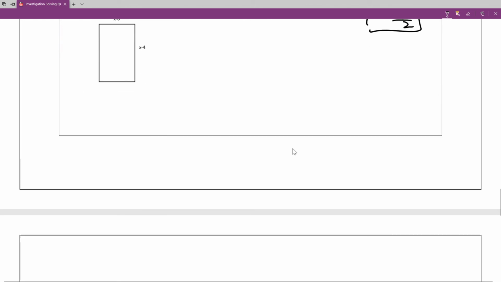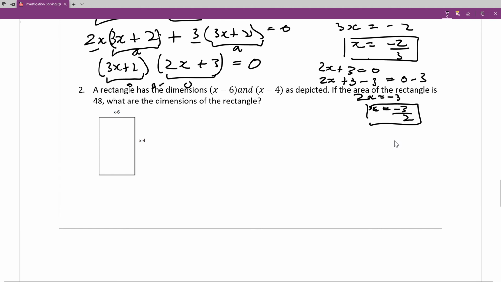Okay, let's take a look at the next one. A rectangle has dimensions x minus 6 and x minus 4, as shown here. If the area of the rectangle is 48, what are the dimensions of the rectangle? Okay, at this point, you're probably wondering what it's asking you to do.